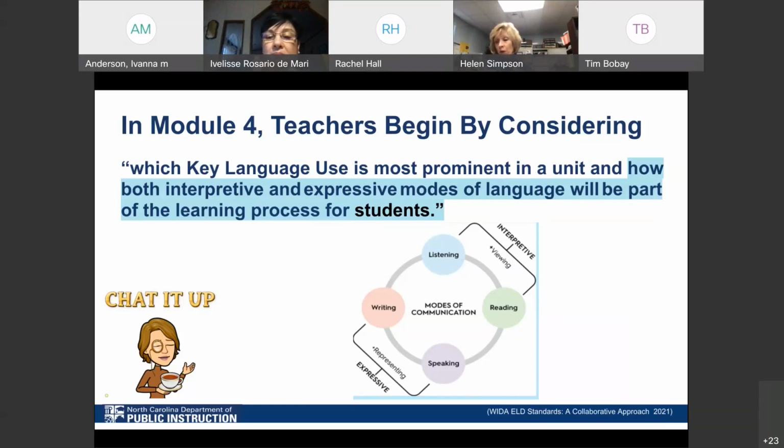And so what we want to do now is to stretch our learning and consider interpretive and expressive modes of language and how we're going to leverage those for student learning. So I want us just to take a moment. WIDA has moved from the terms of receptive language to interpretive language. So I want you to type into the chat box, what makes interpretive modes of language different from receptive modes of language? So open-ended question, no answer is wrong, just your thoughts on that. What would be the differences?